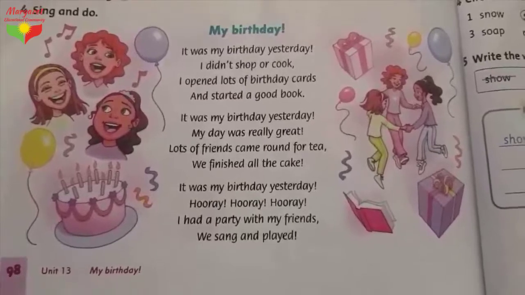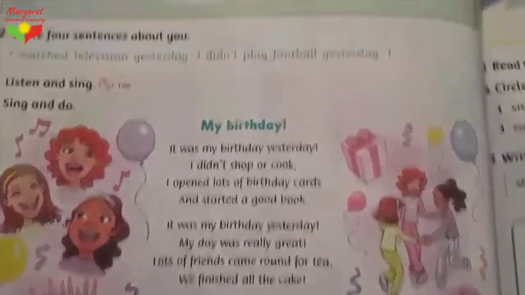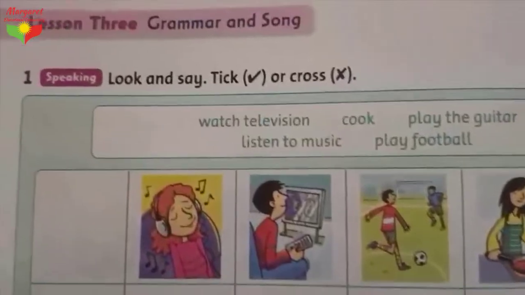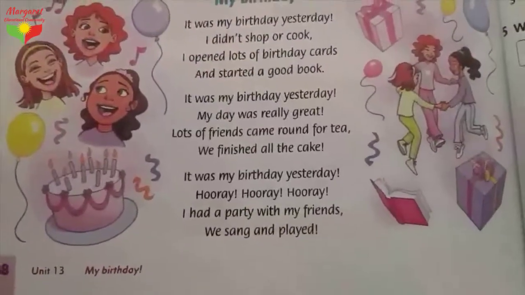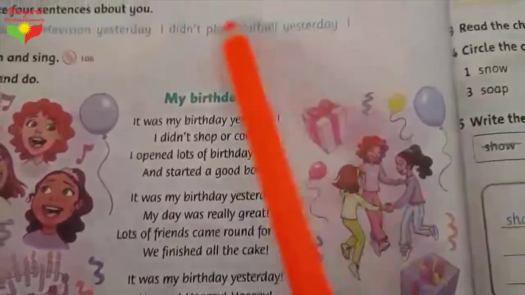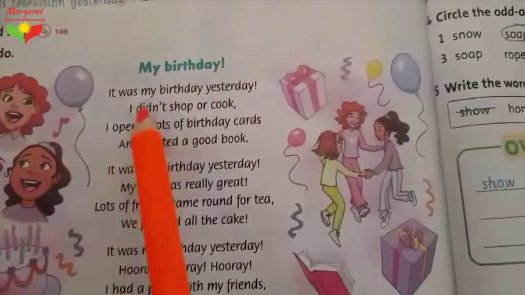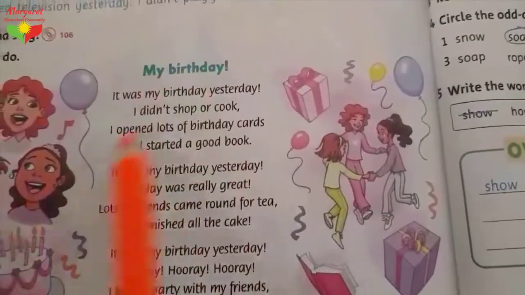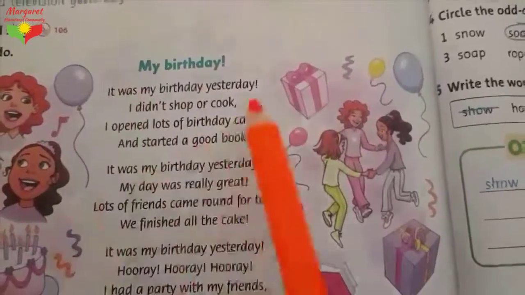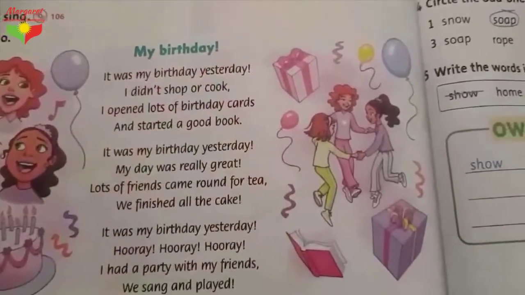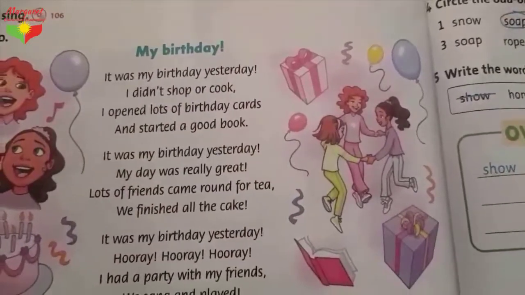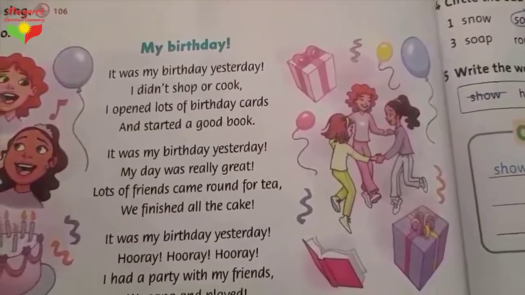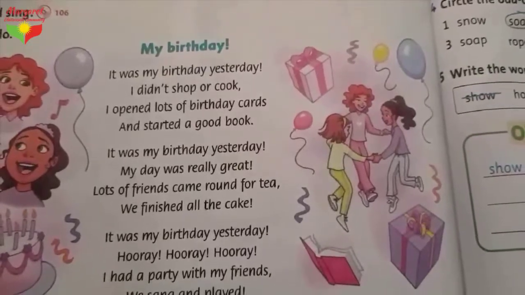So today we'll continue our previous lesson, and we have lesson 3 in unit 13 in my book. The page number is 98, but maybe the page number is different in your book, so please try to find this song in the class book, and the title is My Birthday. Okay, pay attention to the title. It's My Birthday. In this song, two different types of past simple are used: past simple with be and past simple with regular verbs.